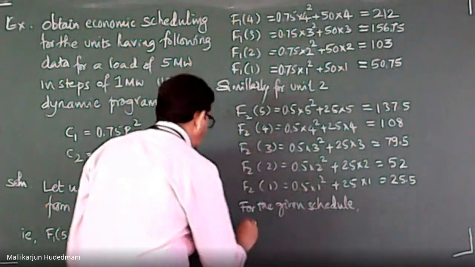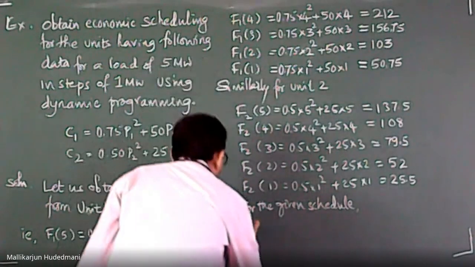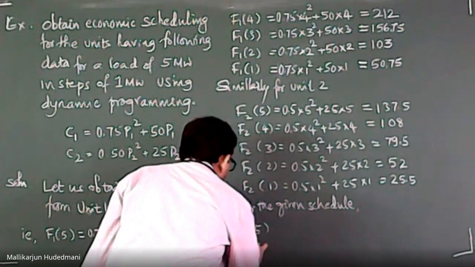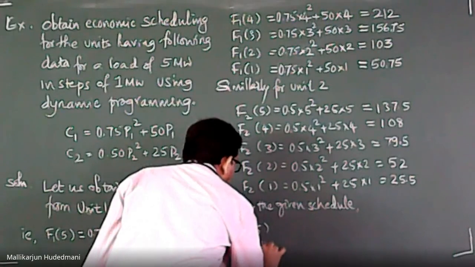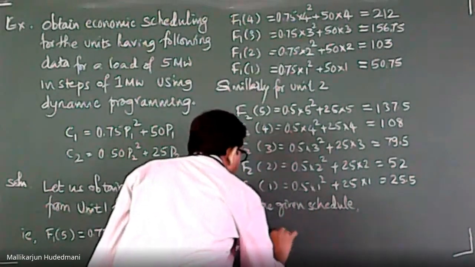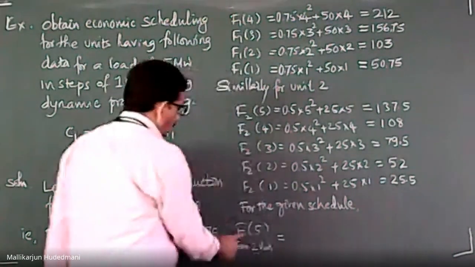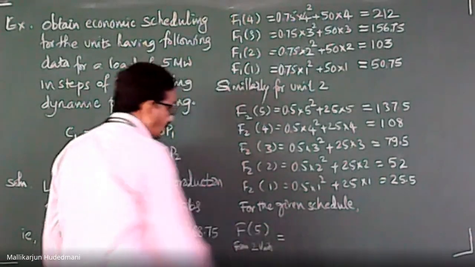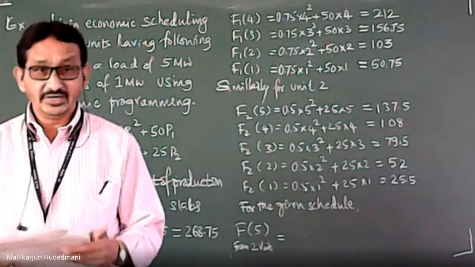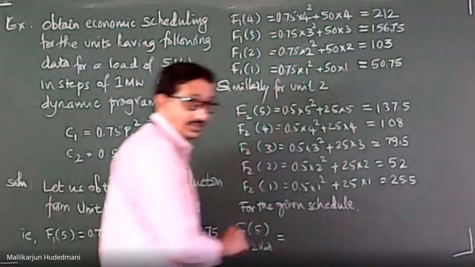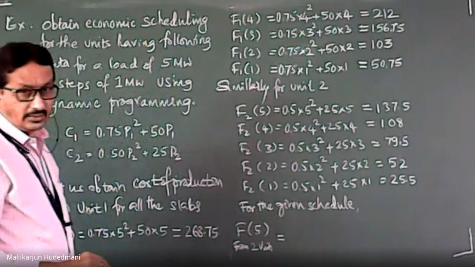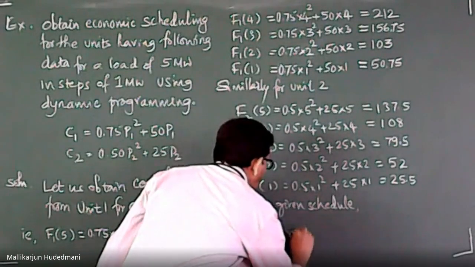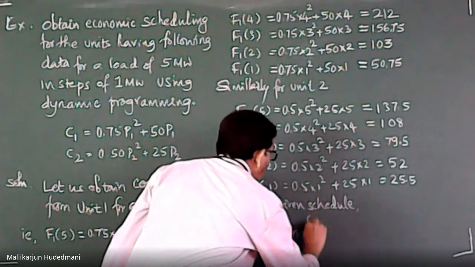what is that? I have the production cost of 5 megawatt from 2 units is equal to your minima. Let me write the expression and I will write the representation on the other side. It should be minima.